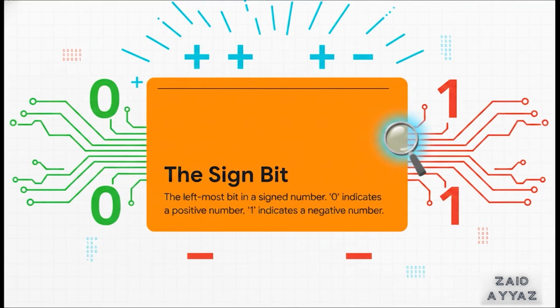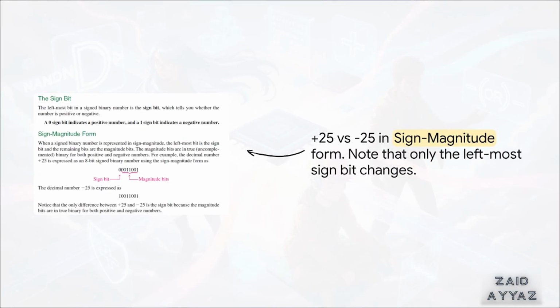Well, the first idea people had was pretty straightforward, the sign bit. We just agree, by convention, that the very first bit on the left, you'll also hear it called the most significant bit, or MSB, is reserved for the sign. If that bit's a 0, the number's positive. If it's a 1, you guessed it, the number's negative. Simple enough, right?